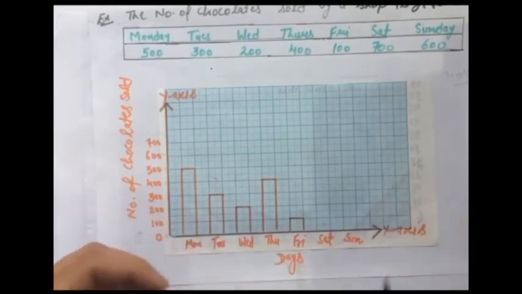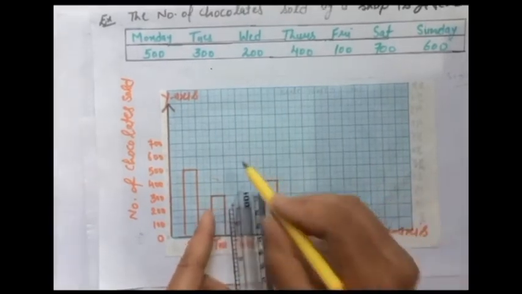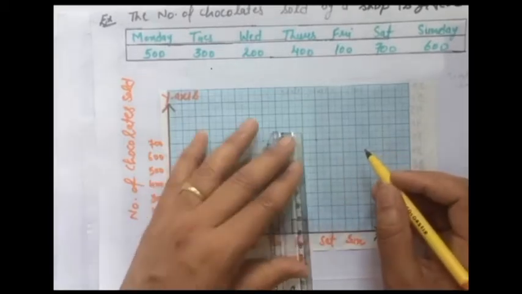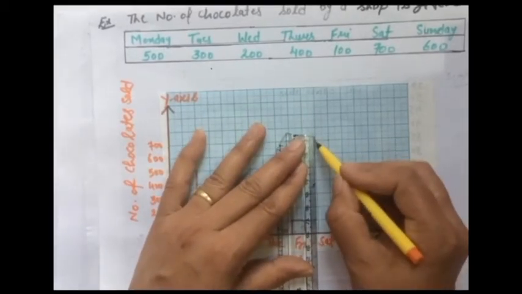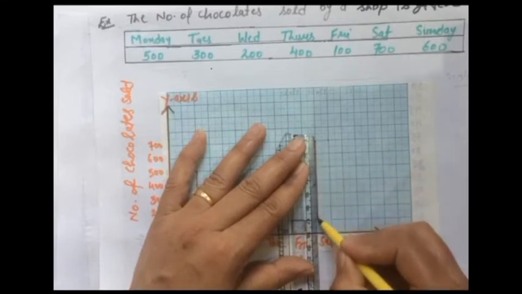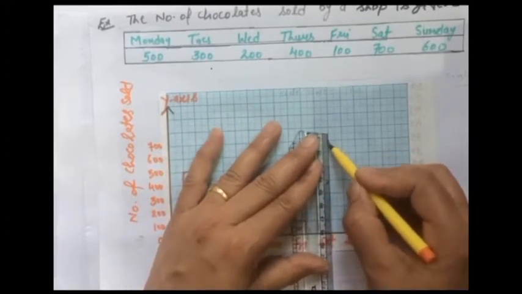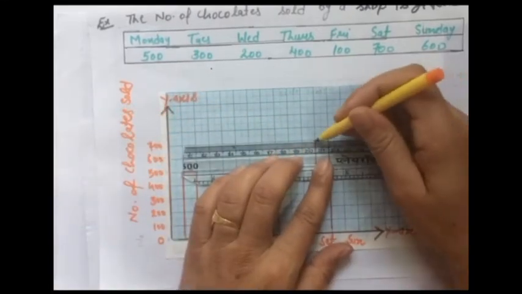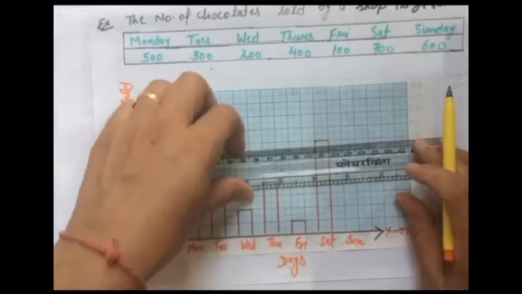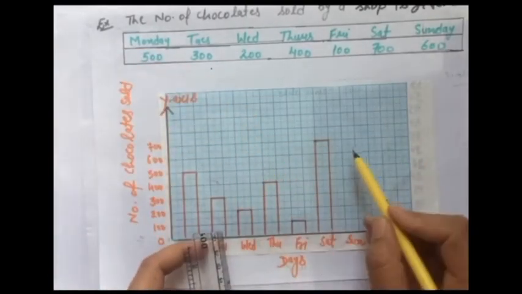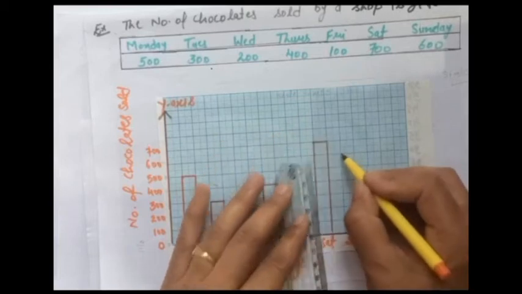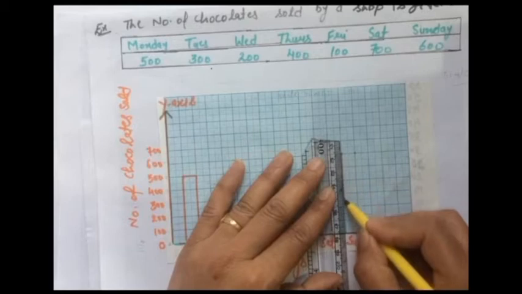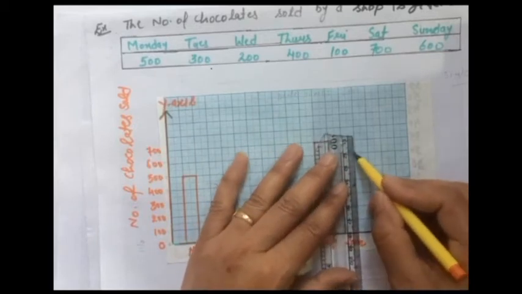Next, on Saturday, that is 700. So put here a point in front of 700. On Sunday, it is 600. So put 2 points in front of 600. Then join these and draw a rectangle of height 600.